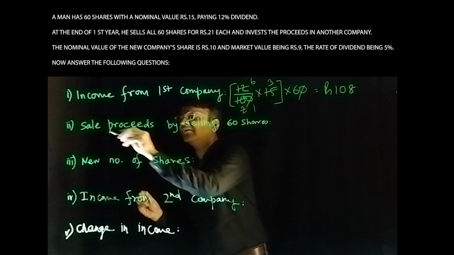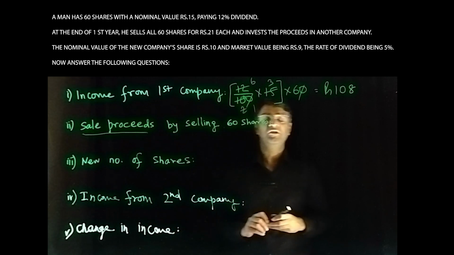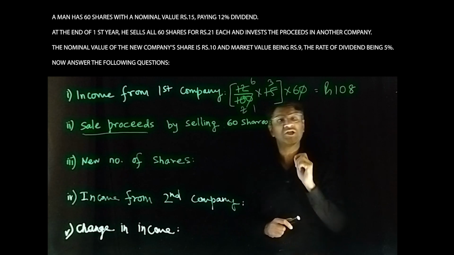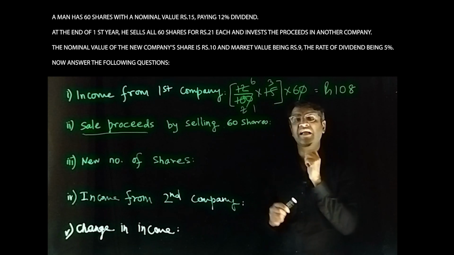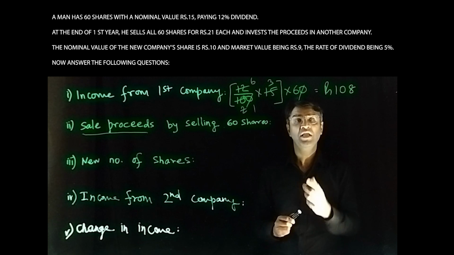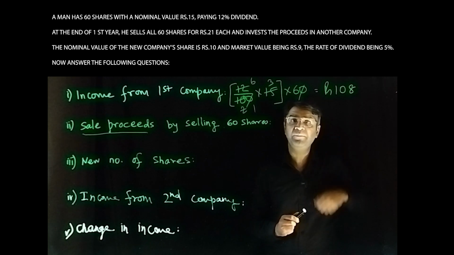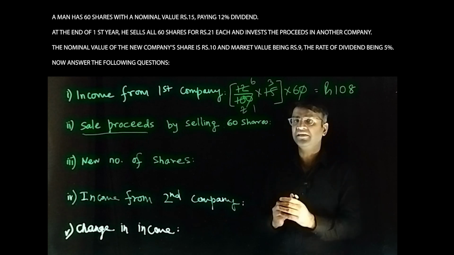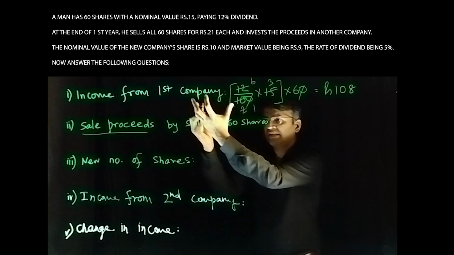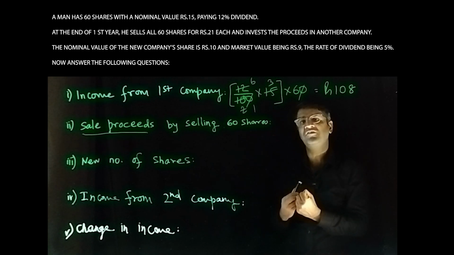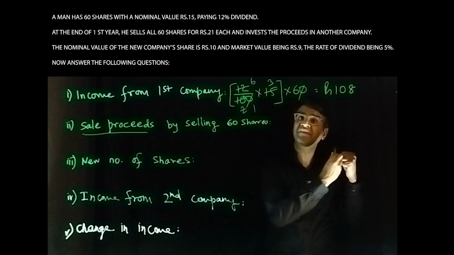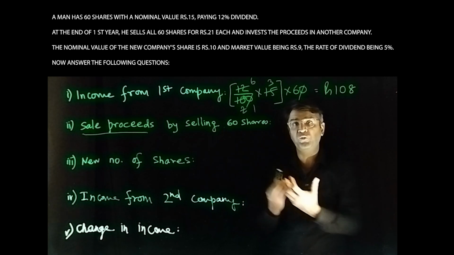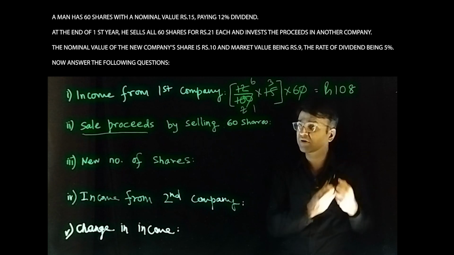Sale proceeds. Let's understand the meaning behind sale proceed. It should not be confused with selling price. If I were a shopkeeper and I have sold something to you, that means I'm going to take that money and put it in my pocket. So that is selling price. But here I'm going to take the money obtained by selling the first set of shares and invest it in another company. That's why it is called sale proceed, not selling price.